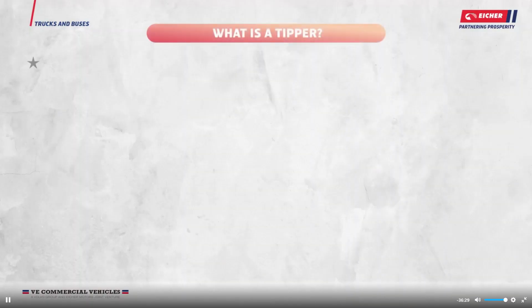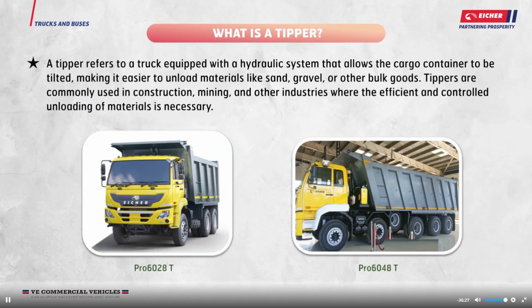What is a tipper? A tipper refers to a truck equipped with a hydraulic system that allows the cargo container to be tilted, making it easier to unload materials like sand, gravel, or other bulk goods. Tippers are commonly used in construction, mining, and other industries where the efficient and controlled unloading of materials is necessary.